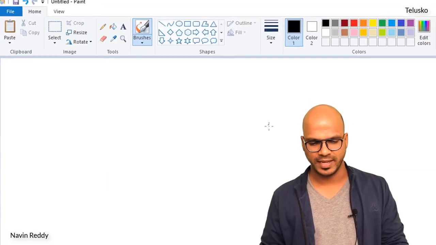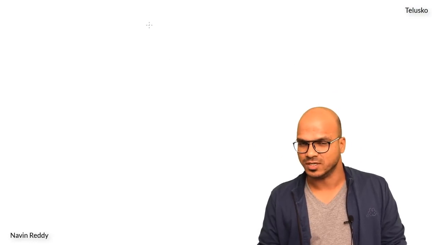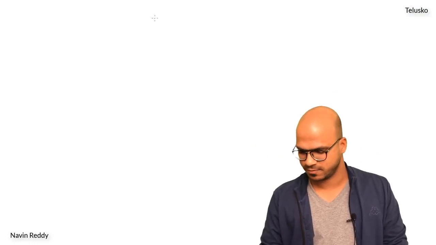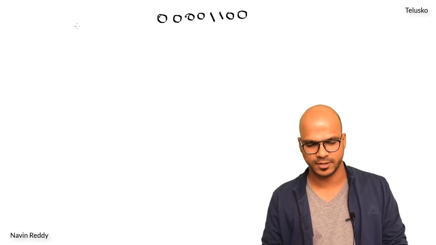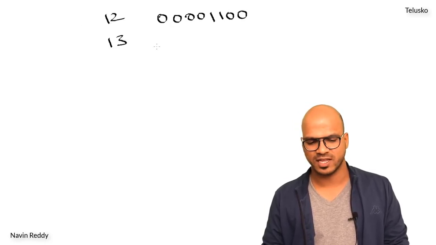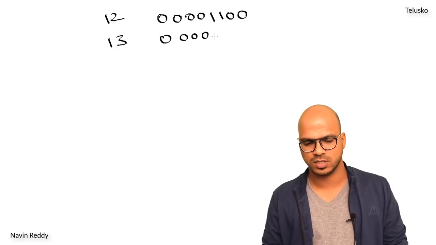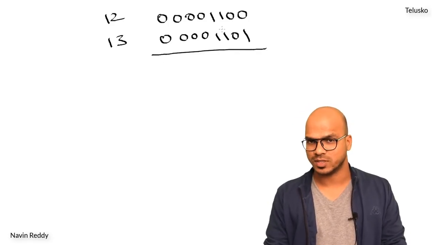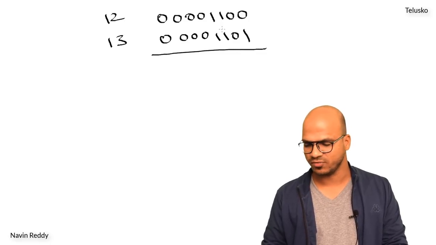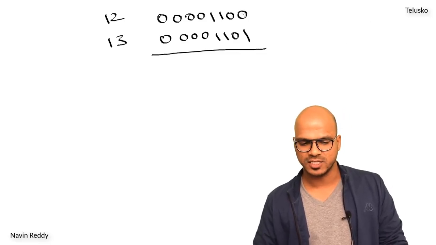So let's go back to our paint, and here we'll convert 12 into binary format, which is 00001100. This is 12's binary format, right? And then we have 13's binary format, which is 00001101. And now we need to find out the bitwise result, right? So we have to work with bits. So let's compare this bit with this bit.